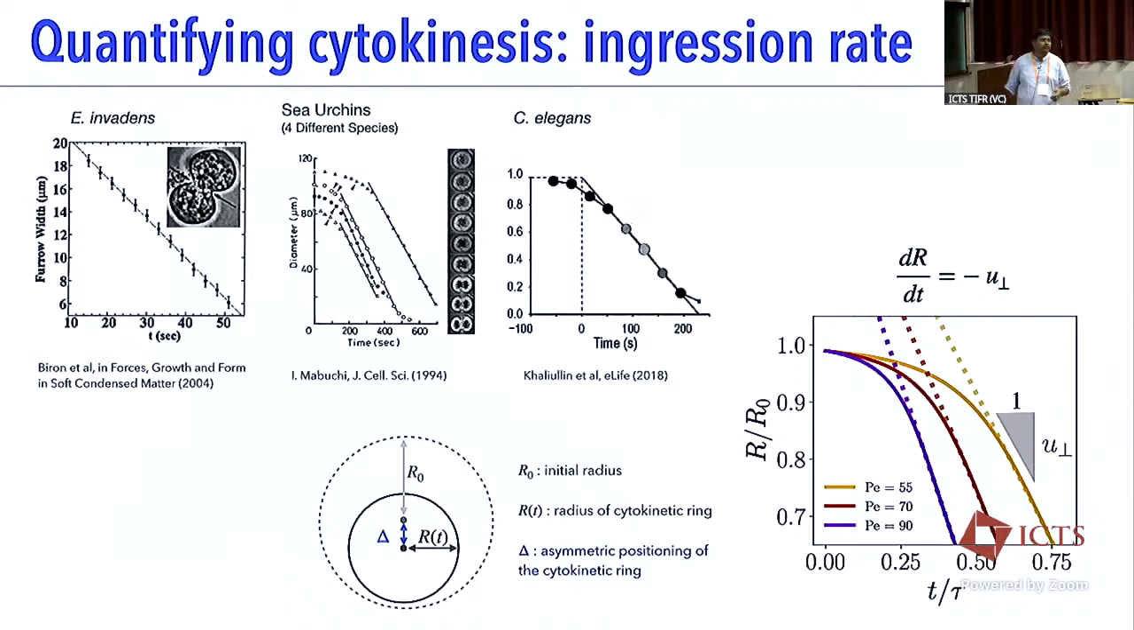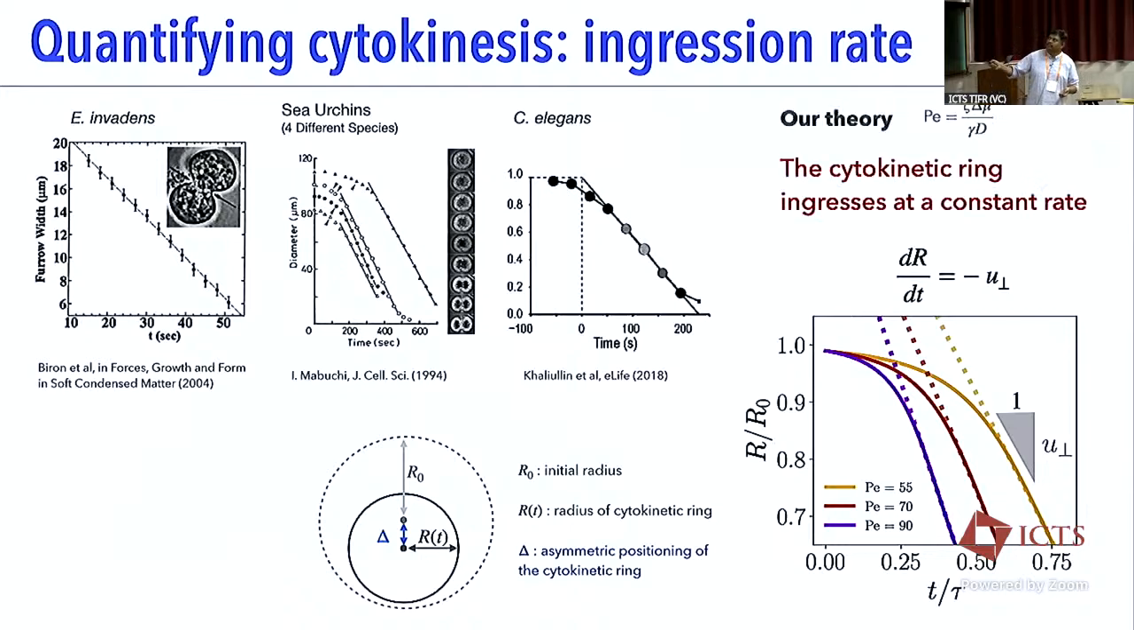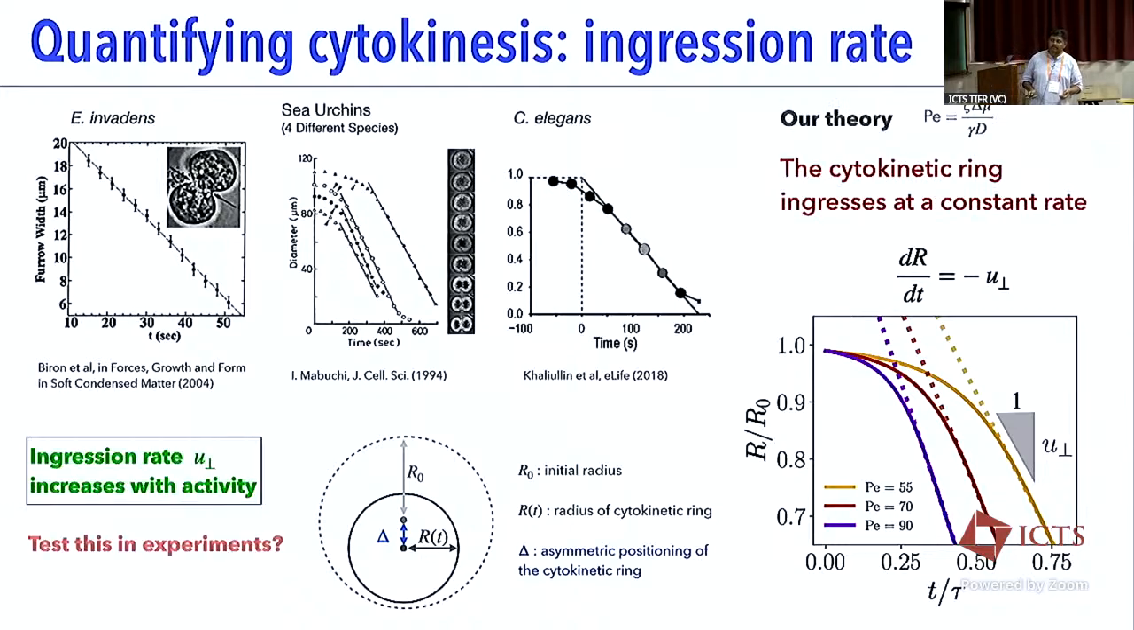Even before we went to the experiment, we noticed that several people had reported this feature across different species of cells. Starting from bacteria, sea urchins, and the worm itself, many people had shown that there is a regime where the radius of the diameter goes down linearly with time. This is not something that we put in. We just put in active mechanics and dynamical geometry, and this feature just popped out. Okay? So the cytokinetic ring ingresses at a constant rate. And as I said, the ingression rate increases with activity.